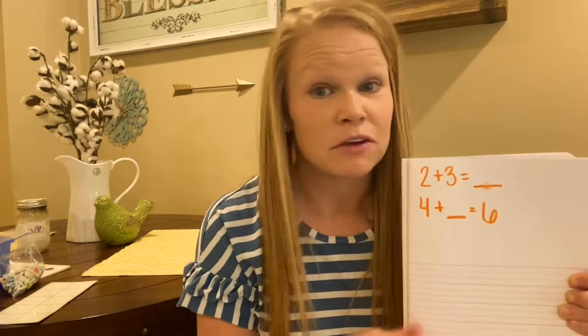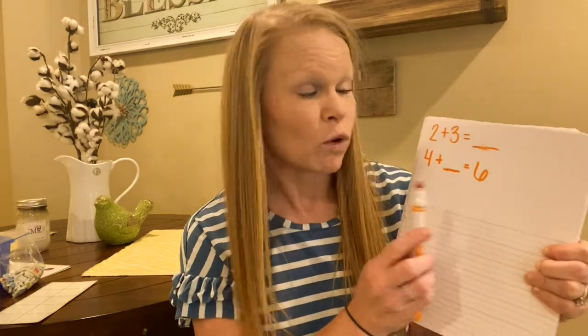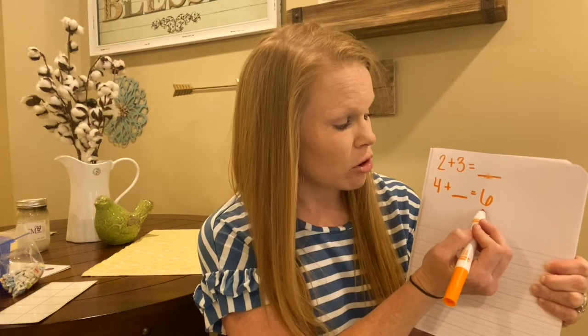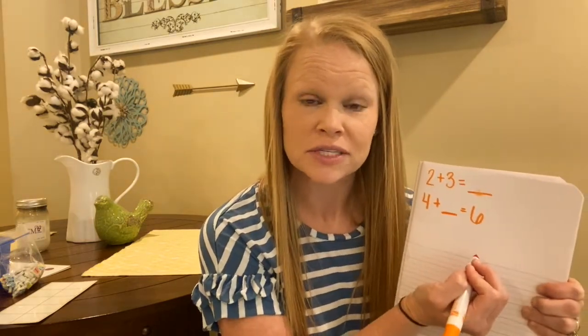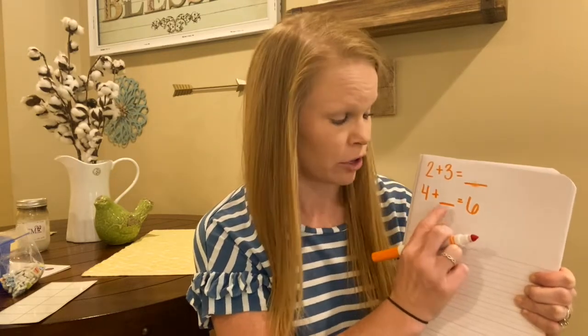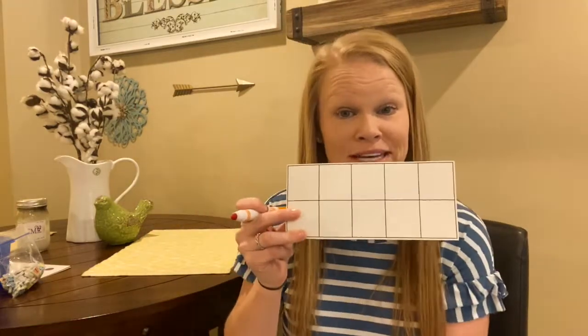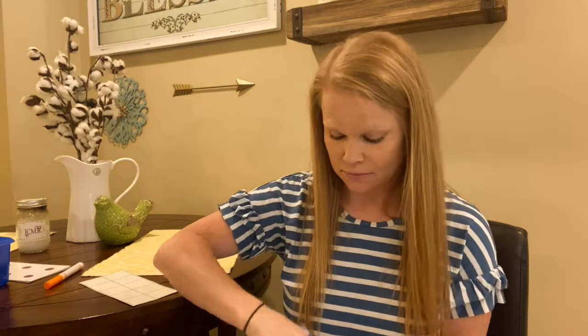All right, now some of you may not know the answer to this because it's a little trickier. What I would do is I would either draw out 6 items, and you could circle a group of 4 of those, and the other number would be how many was still there. That would be your other part of your equation. You could also make it on your 10 frame. Now you know that you want a total of 6. So what I would do is you would take 6 of your counting tools.